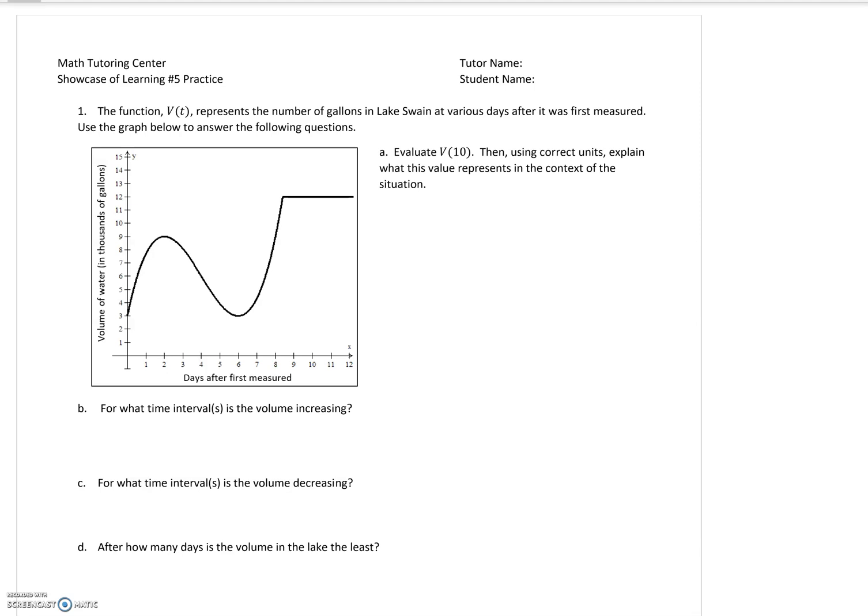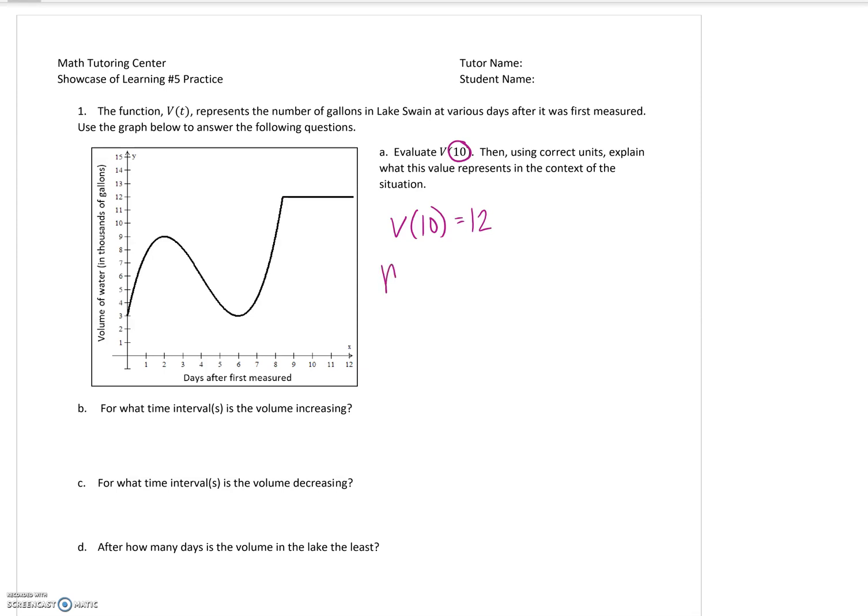Just kind of get them thinking about what's actually happening on this graph. For part A, though, we're going to start by evaluating v of 10 and then explain what it means. Remind your students that this 10 is an x value. So when x is 10, they're going to draw as straight a line as possible. Look up and find the corresponding y value, which is 12. So they would write two things. V of 10 equals 12. That's the evaluate part. And now they need to explain what that means. The 10 is the number of days, and the 12 is thousands of gallons.